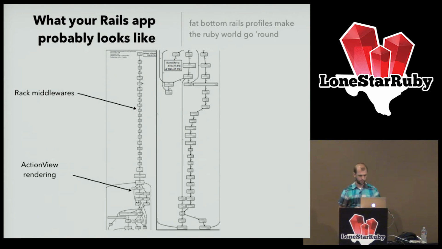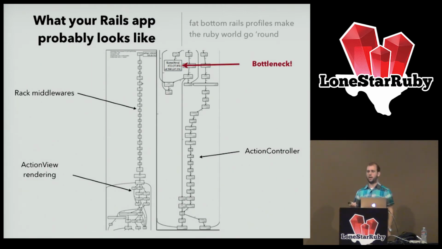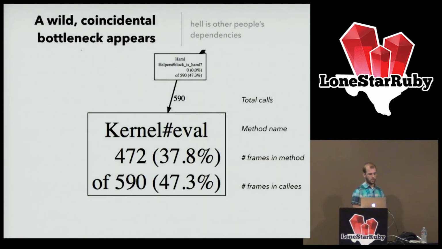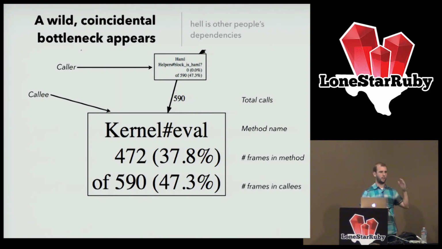So there's that. Here you can see a little bit of Action View rendering going on, Action Controller and all of its base classes and whatnot. And then, boom, a bottleneck appears. So what's going on here, and how can I read this? The way that perf tools is set up, you always have callers above callees. So Haml block, as Haml, is calling Kernel eval 590 times. 590 times when the perf tools sampler woke up, that's what was executing.